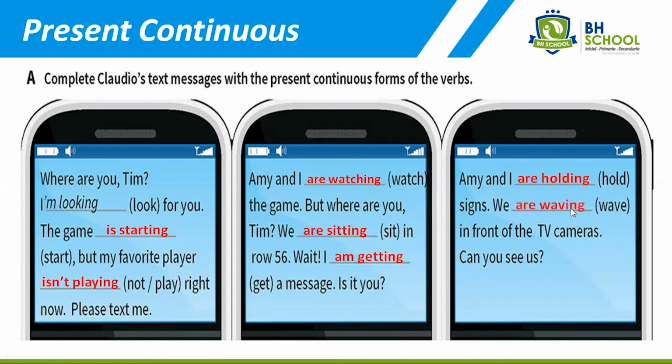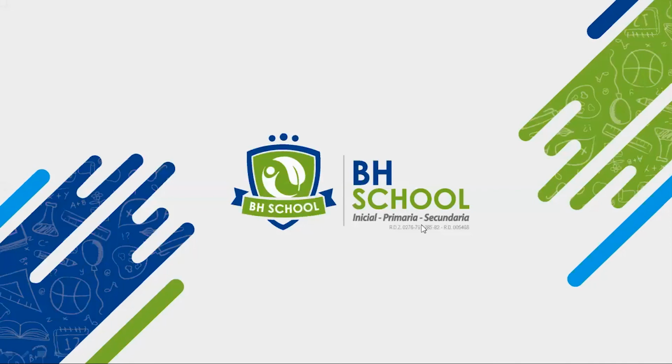Excellent. We are waiting. Okay, class, that was everything for today. As you can see, we use the present continuous to talk about activities that are happening right now. For example, I am talking right now. You are listening right now. We are developing the activities right now. And in our present continuous, we have to use our verb be, and the actions are going to finish with ing. That was everything for today, class.